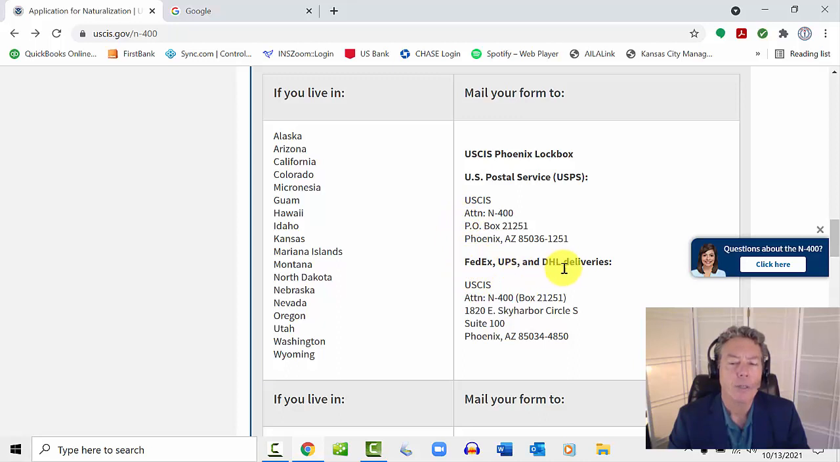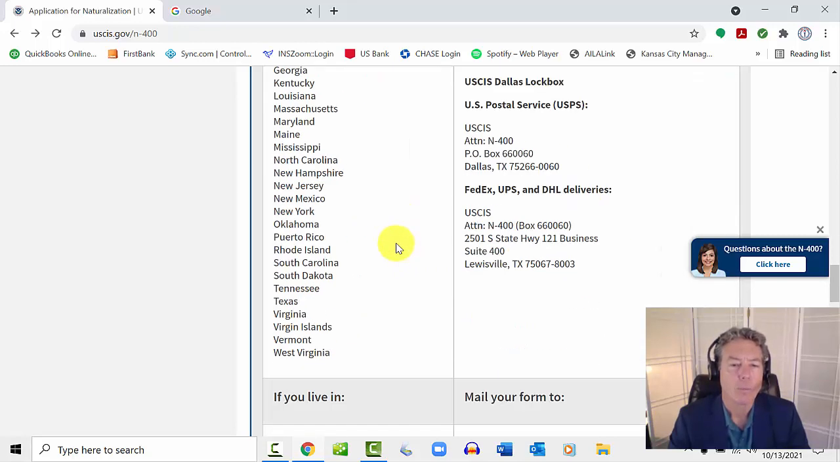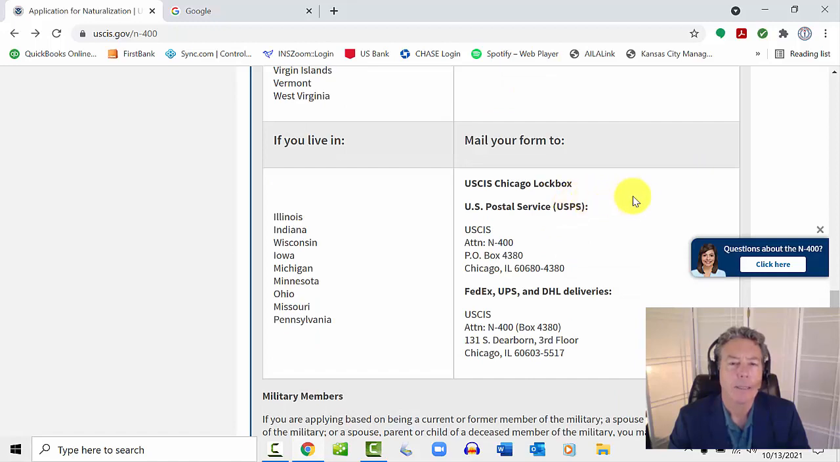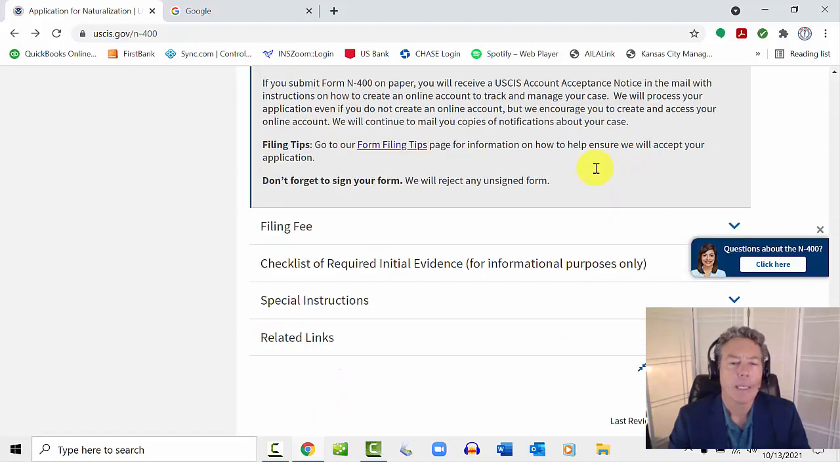If you're using FedEx, UPS, or DHL, they're going to go to this location, Suite 100, N400, box 21251, basically, and it's a street address. They're going to be mixed in. It's going to be delayed, whereas with this, it goes right to the box. So a little bit of a hint there. That's why we use this. So I'm here in New Mexico, and I file it here at the Dallas Center. All right. And military members down there.